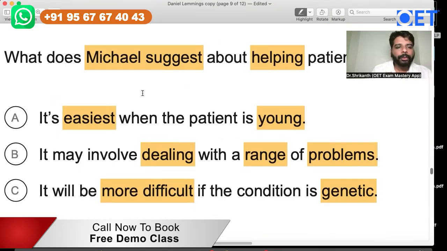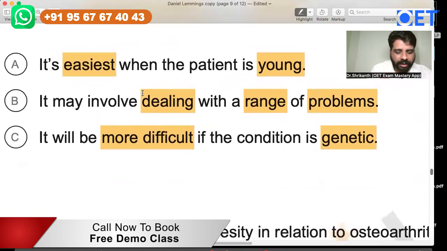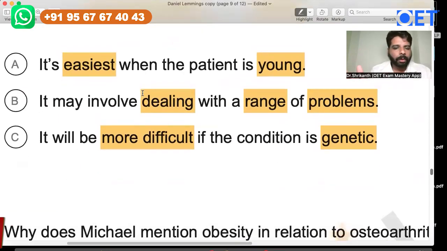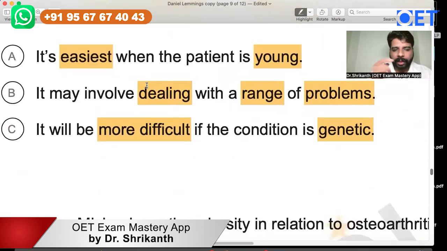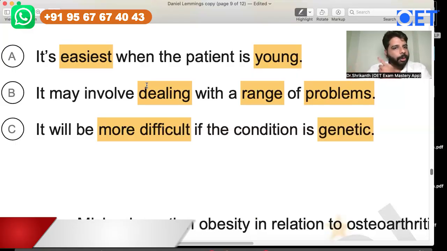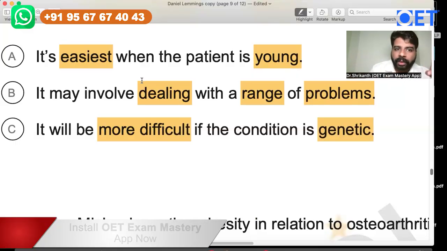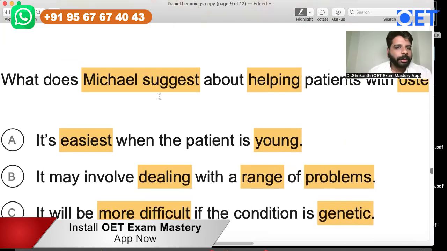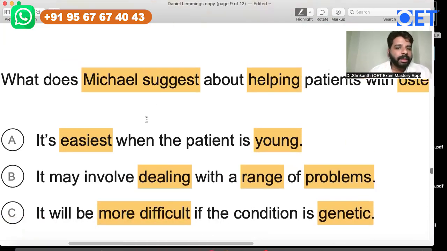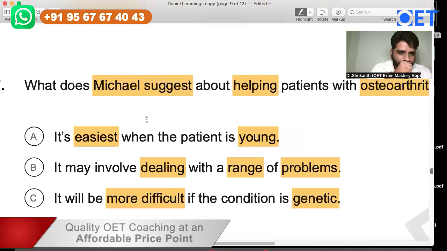So here your duty is to find Michael's suggestion about helping people with osteoarthritis. That memory should be there. When the audio is playing, you should not read the question. Okay, suggestion about helping people. And then when you're listening to the audio, your eyesight should only be on the answer options. Otherwise you are going to distract yourself. The OET is trying to distract you, and if you yourself are trying to distract you, then it is going to be very easy for you to choose the wrong answer.